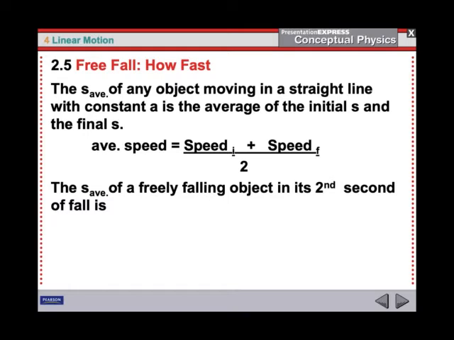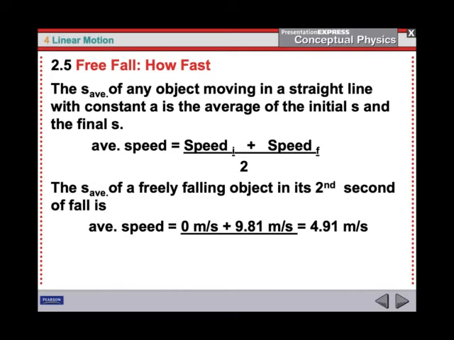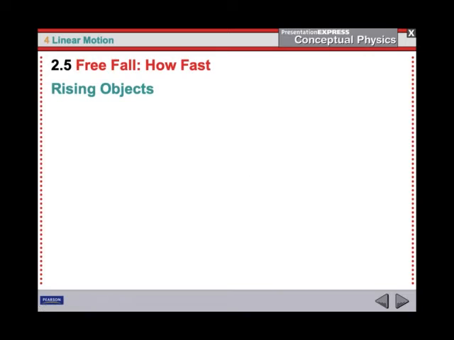So if you wanted to find out what the average speed of a freely falling object in its second of fall is, and this is not actually correct, so we're going to skip by this. Okay, so let's talk about rising objects.